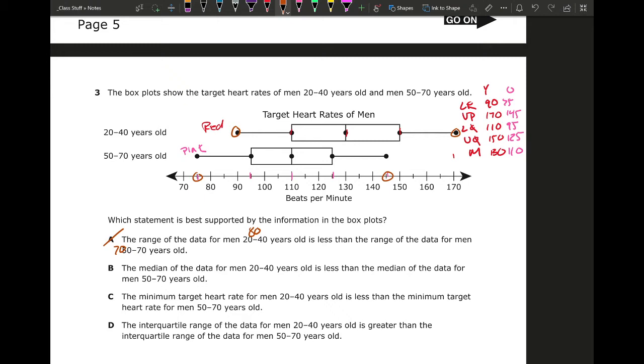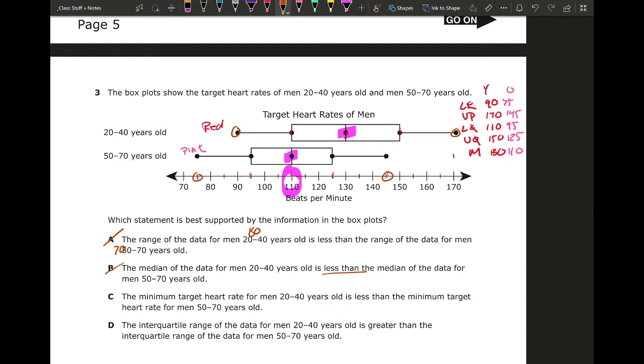Let's look at the medians. Which one it says is less than, right? We're looking at this one right here. Let's do a pink. Which one's less? The younger or the older ones? I can clearly see that this is less, right? For the older. So it's saying that the younger is less than, and that is not true either.